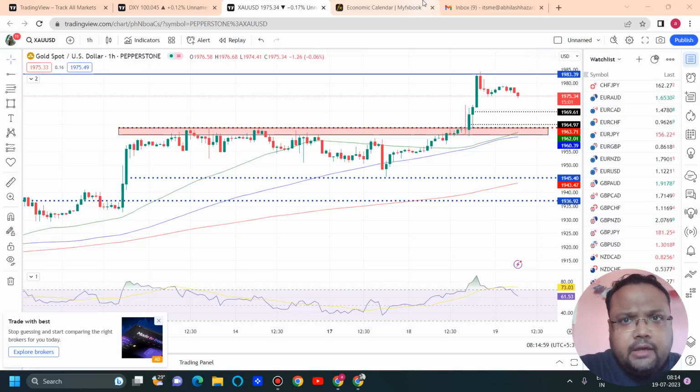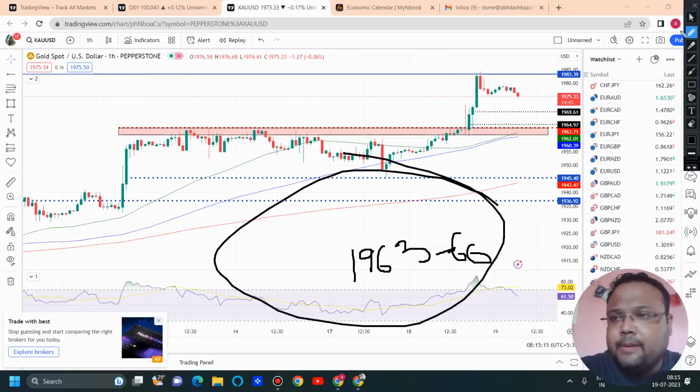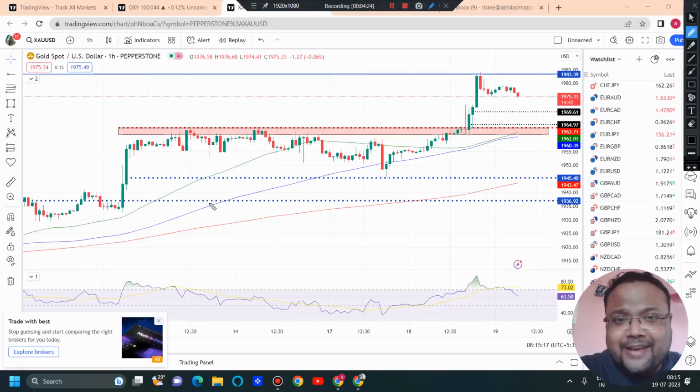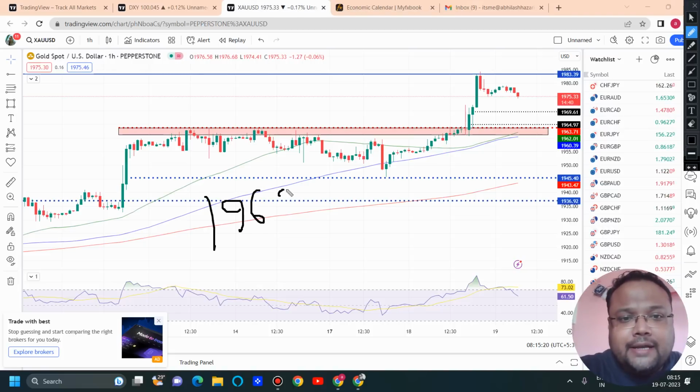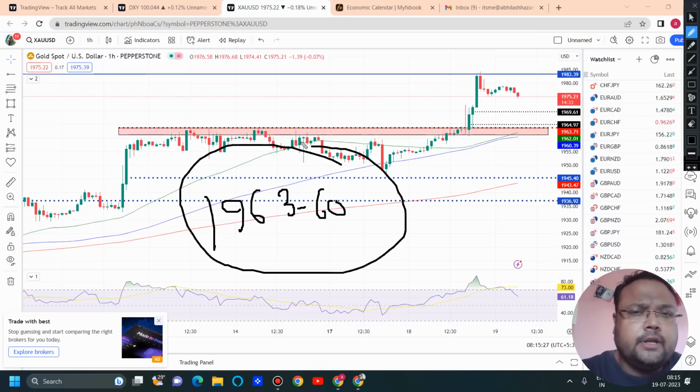So during the day, if the market shows a big drop, if you see that the market is going down with a big red candle, then we have a strong support around 1963 to 1960. Sorry about the drawing here. Okay, so let me write it down again. The first support will be around 1963 to 1960 in case of a big drop. If you see a big red candle on the chart, especially during the European session or US session, then keep your eyes on this level, 1963, 1960.